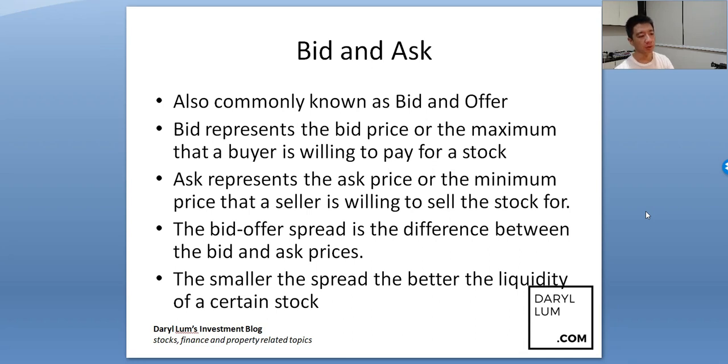The bid offer spread is the difference between the bid and ask price. So if you see that the bid offer spread is maybe 1 or 2 cents, the smaller the spread, the better the liquidity of a certain stock.